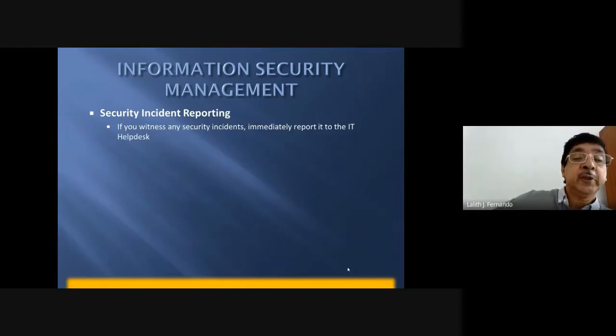Now, this is what I want to tell you: security incident reporting. As I told you earlier, whether you have a process where you can report security incidents.